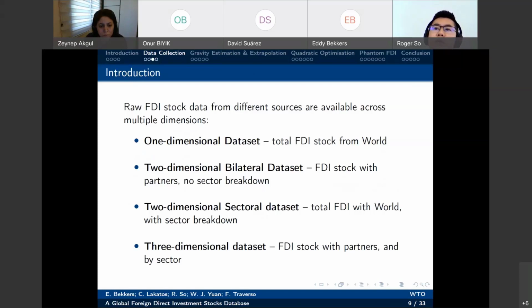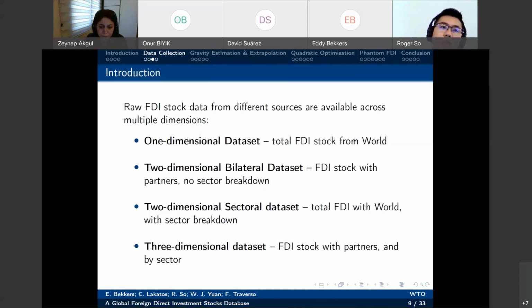And just as a quick introduction to what these data sets mean, at the 1-dimensional level, there's typically 1 observation per country, indicating the total inward FDI received from the rest of the world, or the total outward FDI each country sent out. And then moving on to the 2-dimensional bilateral level, countries report their FDI position with different partner countries, but note that there's no sectoral breakdown.